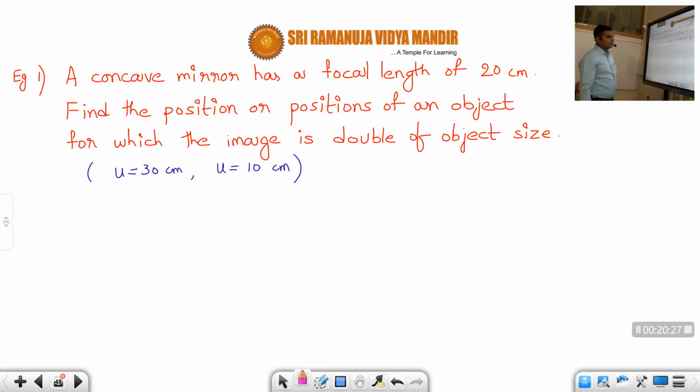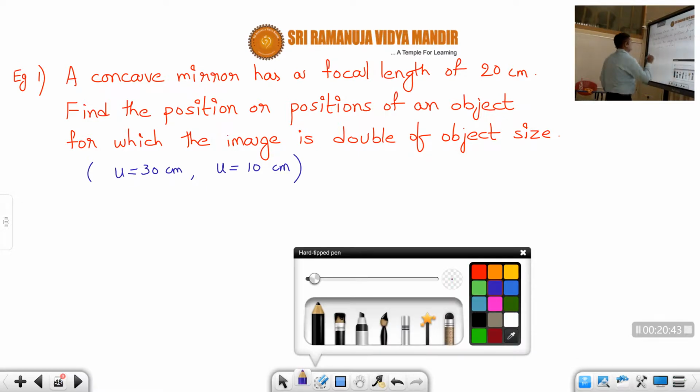So let us see one problem on this. A concave mirror has a focal length of 20 centimeters. Find the position or positions of an object for which the image is double the object size. Okay students, so what is given here? Let us see first.